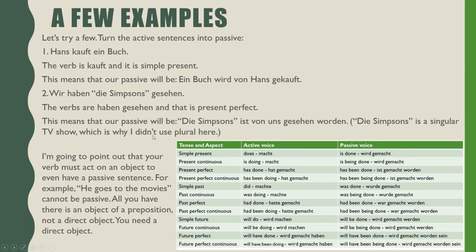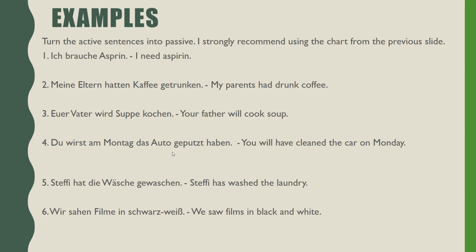I'm going to point out that your verb must act on an object to even have a passive sentence. For example, he goes to the movies cannot be passive. All you have there is an object of a preposition, not a direct object. You need a direct object. Here are some more examples. Turn the active sentences into passive. I strongly recommend using the chart from the previous slide.